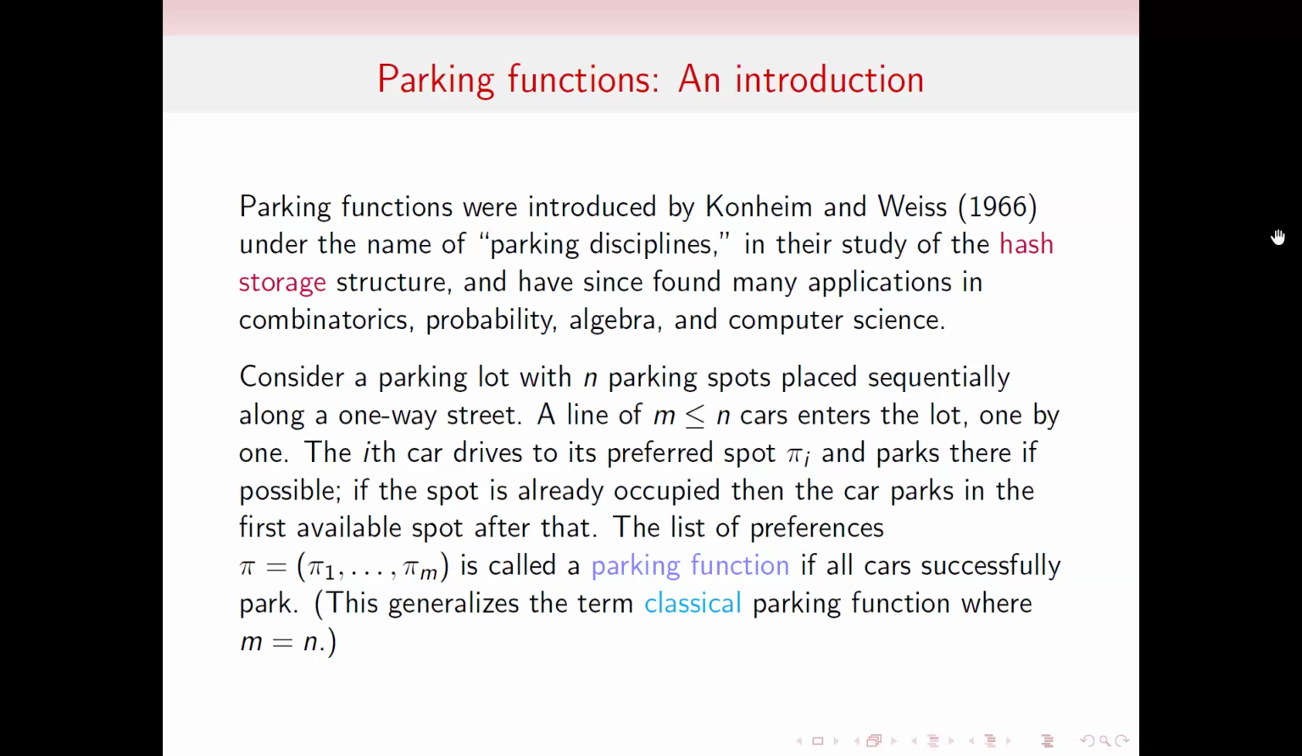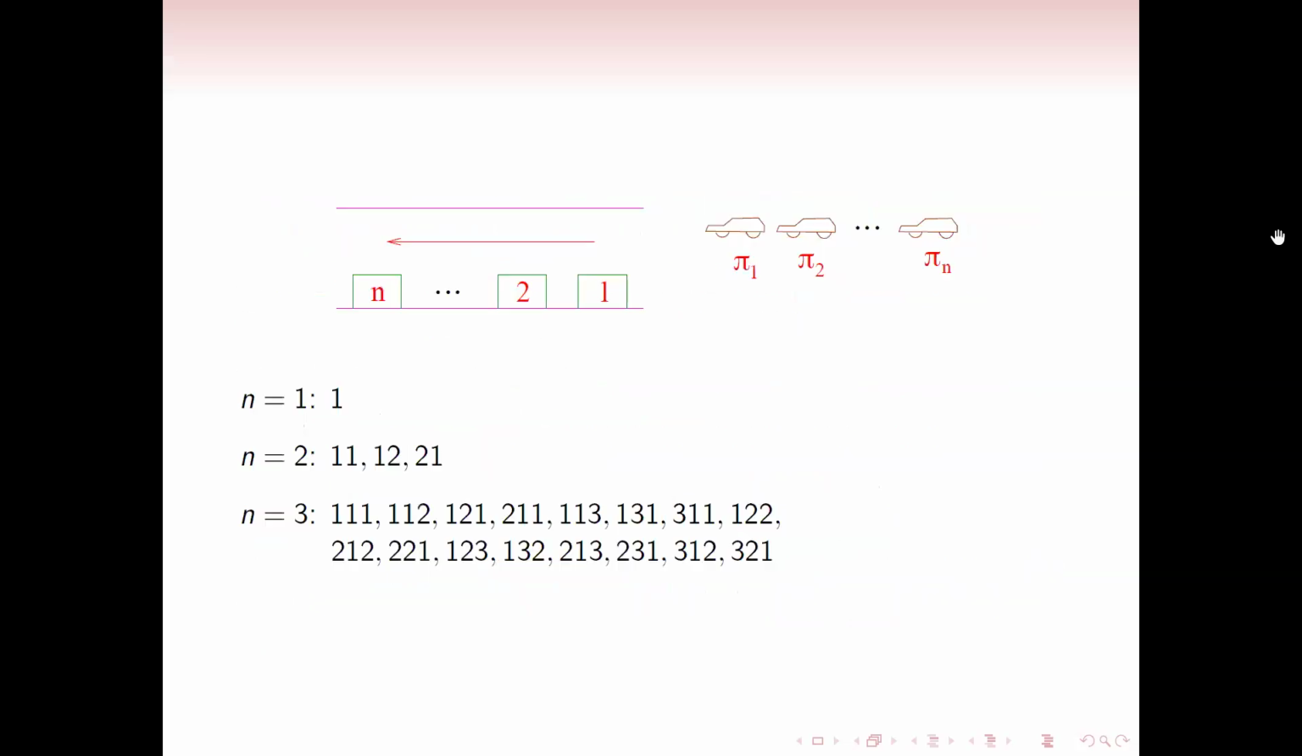So what is a parking function? Here we are looking at the standard one-dimensional version. We have n spots lining the spots on a one-way street. And then we have a line of m cars entering, with m less than or equal to n, and every car has a preferred spot. If the spot is open, the car will just directly park there. And if the spot is already occupied, the car will drive forward to park. If there is a spot available, the car will park, otherwise the car will leave the street. So here I give you a simple example.